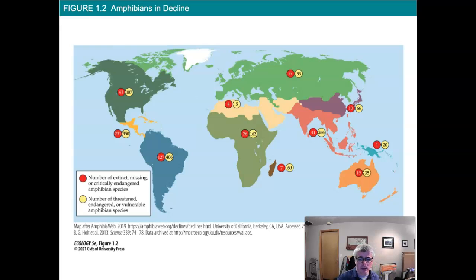And this is a global distribution of the number of extinct, missing, or endangered, or critically endangered amphibians and the ones that are threatened. And it probably mirrors pretty closely also the distribution of amphibians. So if you look at Central America and South America, they have by far and away the most number of extinct or critically endangered species, as well as threatened and vulnerable amphibian species. Which probably has a lot to do with the distribution of amphibians as well, but nonetheless pretty interesting.